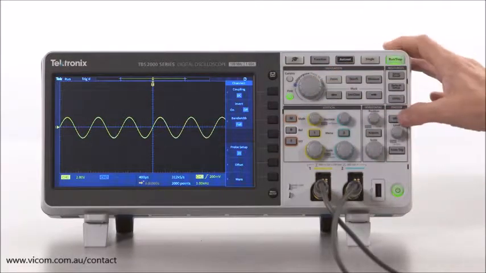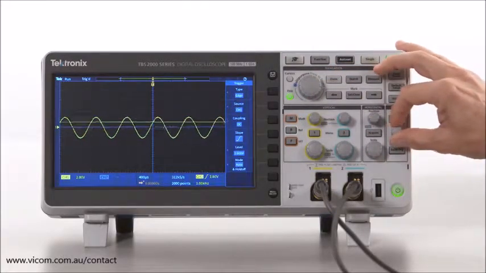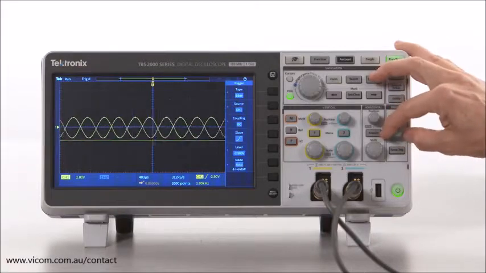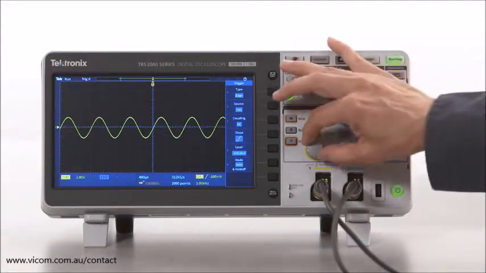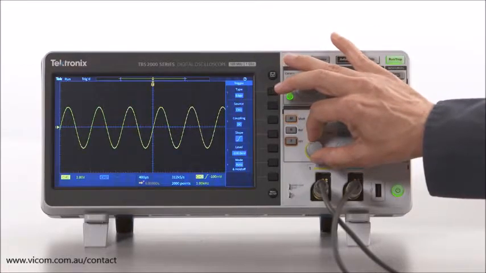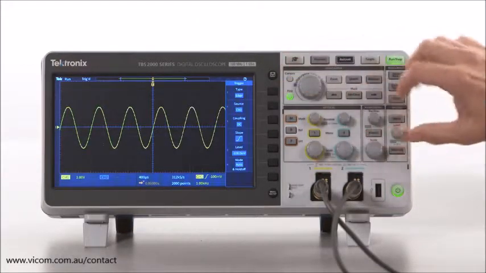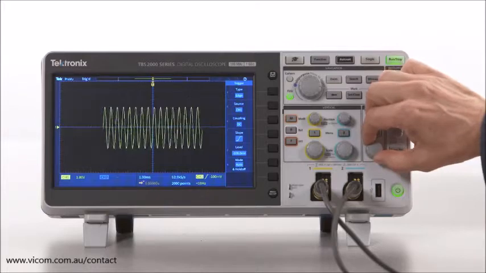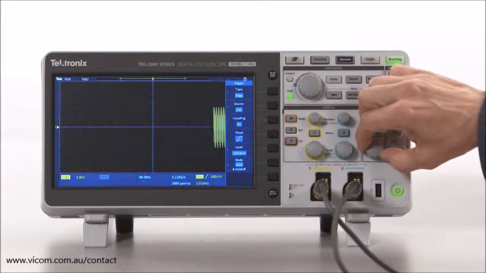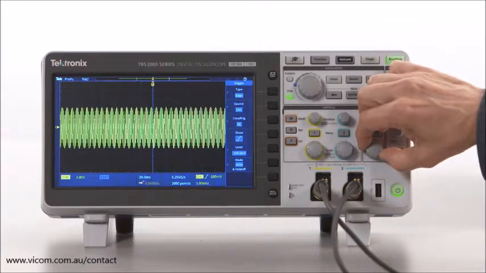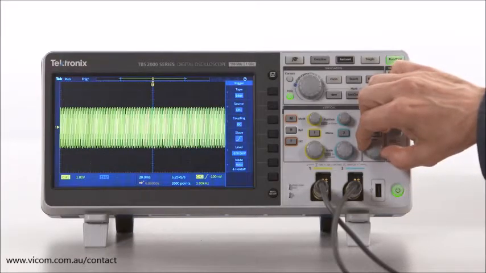Make sure the signal is triggered correctly so it's stable. Adjust the vertical scale to use as much of the display as you can without clipping the top or bottom. And set the horizontal scale to expand the part of the signal you're interested in. Be careful not to slow down the horizontal scale too much because this can cause undersampling and aliasing.